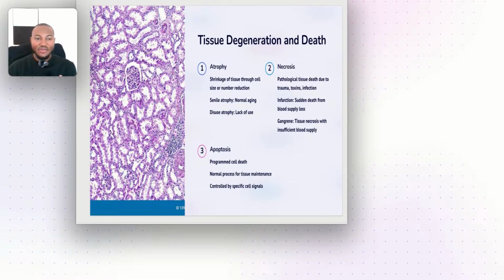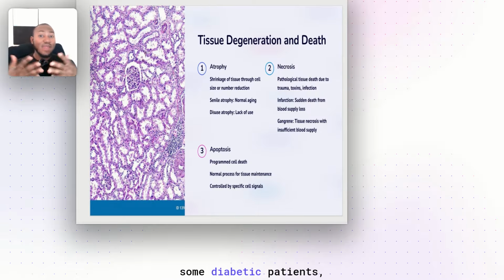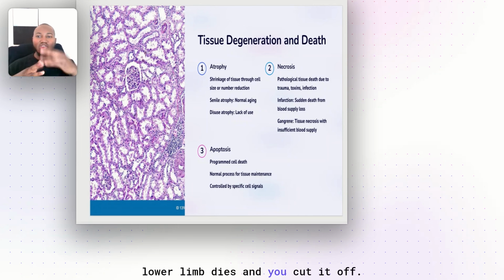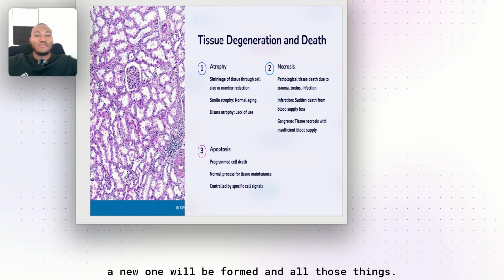Also gangrene. Gangrene happens when there is insufficient blood, usually like if you see some diabetic patients, suddenly blood will stop going to the lower limb. Before you know it, the lower limb dies and you cut it off. Now we have apoptosis. Apoptosis is programmed cell death. This is a normal process. All right? It's controlled by the system. The cell will die, a new one will be formed, and all those things.